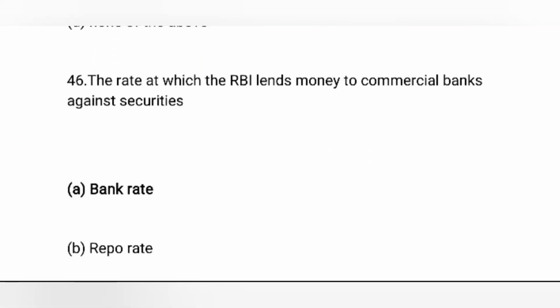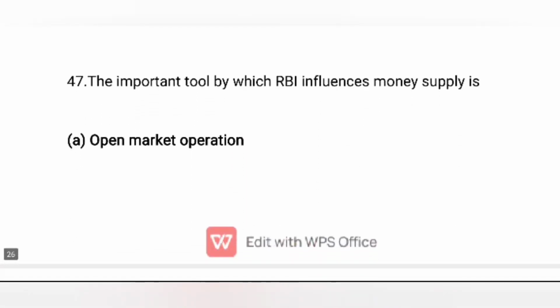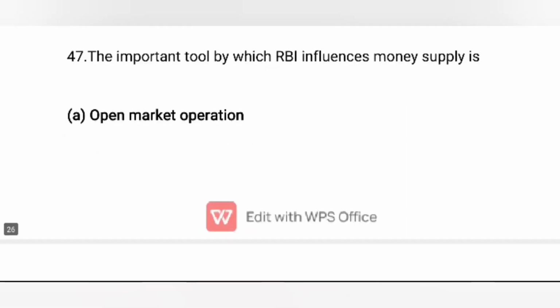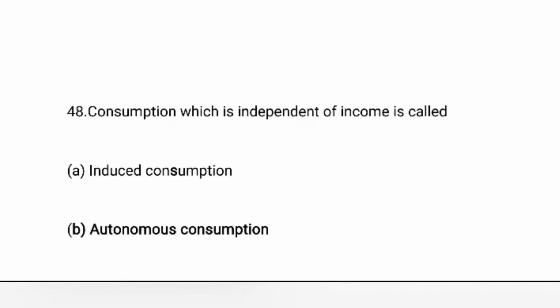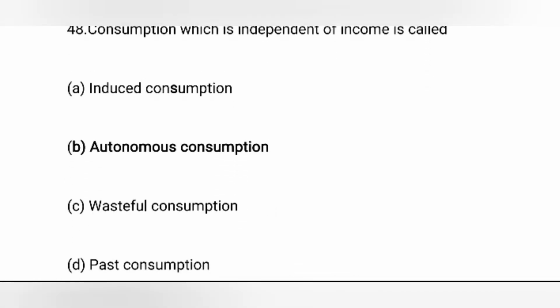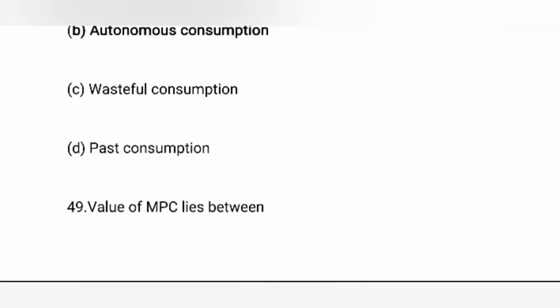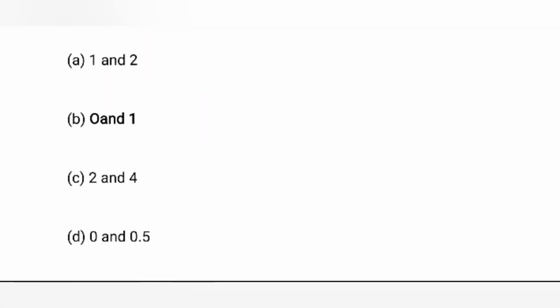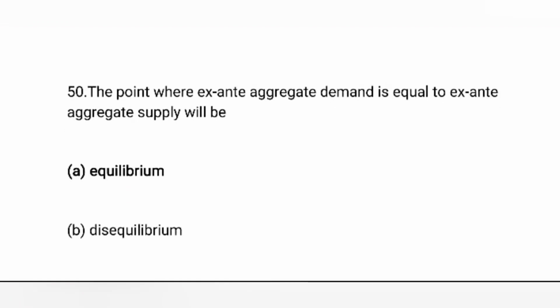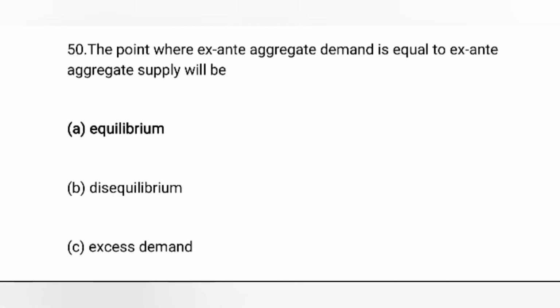The rate at which RBI lends money to commercial banks against securities is called the bank rate. The important tool by which RBI influences money supply is open market operation. Consumption which is dependent on income is called induced. When it is independent, it is autonomous. The value of MPC, the value of consumption or saving, everything lies between 0 and 1. The point where ex-ante aggregate demand is equal to ex-ante aggregate supply will be equilibrium.